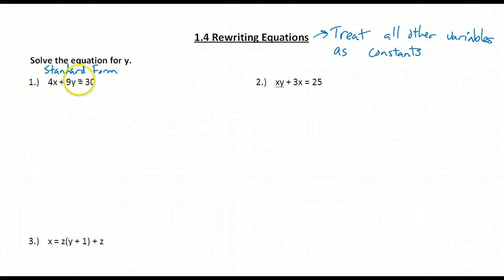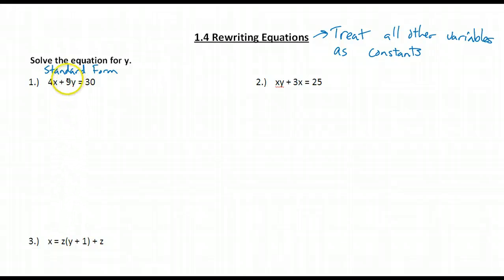Standard form is really useful when we are talking about word problems. There's other uses for it, but in this class, the most use we will find out of standard form is word problems. Now, in order to solve for y, we need to isolate y. We need to get y by itself. So we need to get rid of this 9.